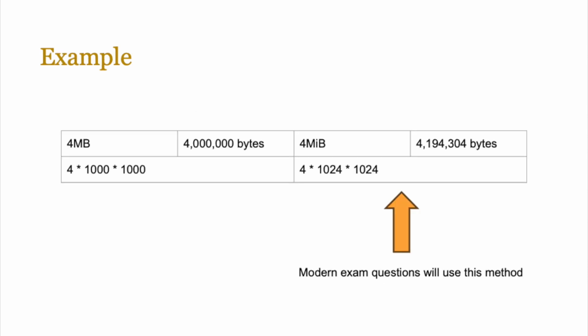So the example that you see on screen is 4 MB is 4 million bytes. That's 4 times 1,000 times 1,000. We can't use that one. We have to use 4 MiB, which is 4 times 1024 times 1024. So modern exam questions will use this method.